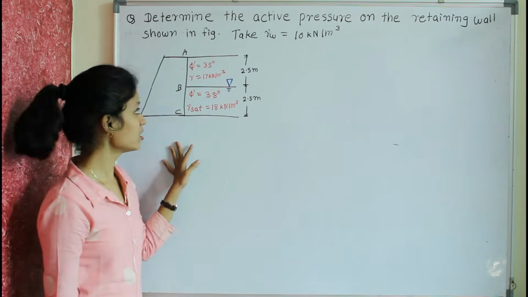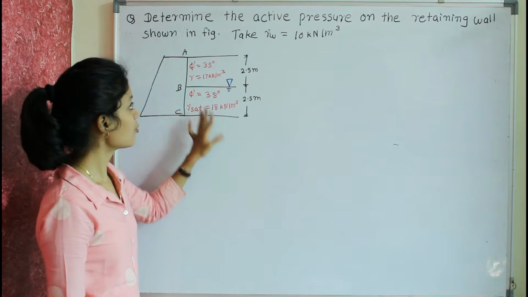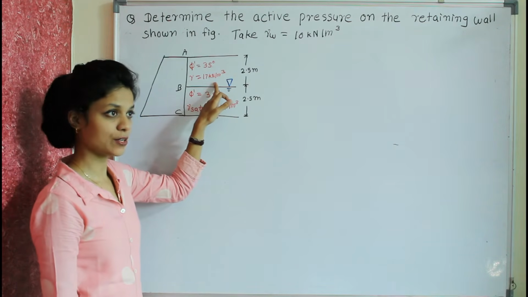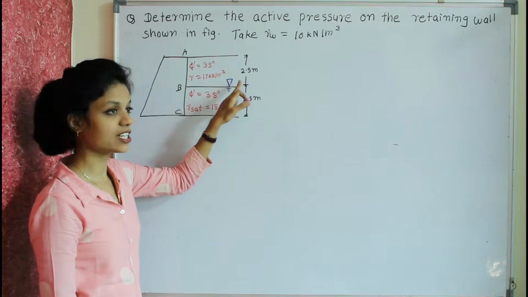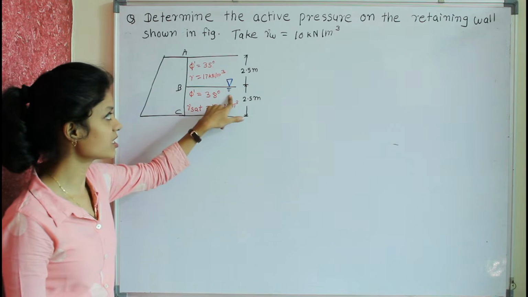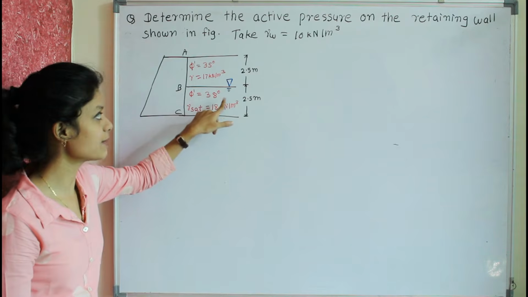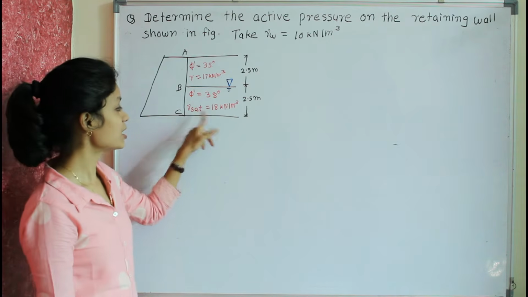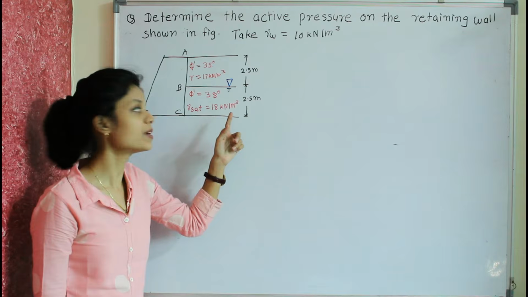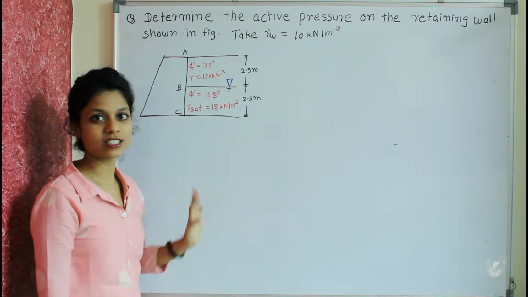Retaining wall is given, two layers are present. First layer, unit weight of first layer is 17 kN per meter cube and thickness of first layer is 2.5 meter. That is of second layer. You can see here water table symbol is given. That means water table exists in second layer. Therefore, saturated unit weight of second layer is 18 kN per meter cube. Thickness of both layers are same.